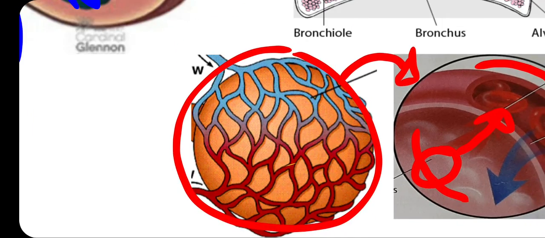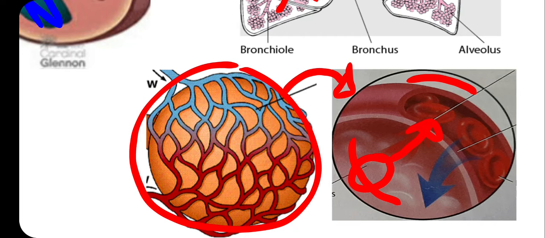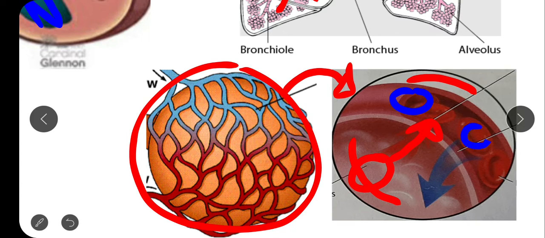So when the deoxygenated blood is already in the alveoli, what happens next? The carbon dioxide from the blood here will move to the alveoli, and then when carbon dioxide is already in the alveoli, what happens next?